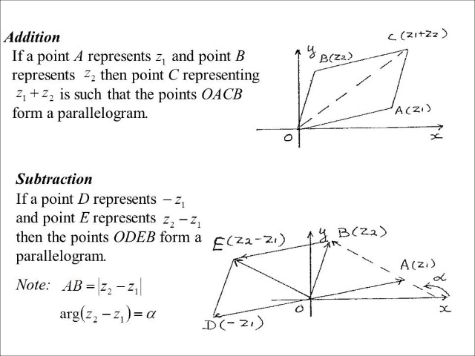Another way of thinking about that would be to slide the vector OA, but place it with the arrowheads together. And again, I would end up over here. Note, AB is the modulus of Z2 minus Z1. And the alpha, where did I place the alpha? There it is. Alpha is the argument of Z2 minus Z1. It's the angle it makes with the horizontal.